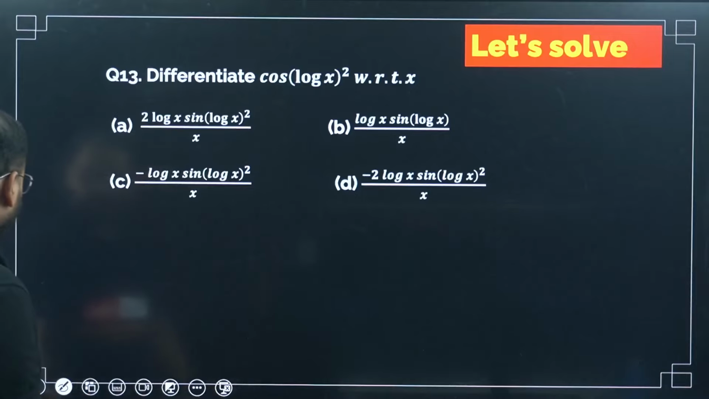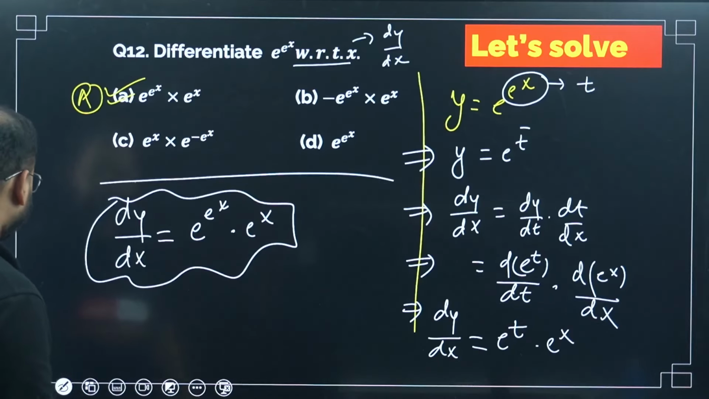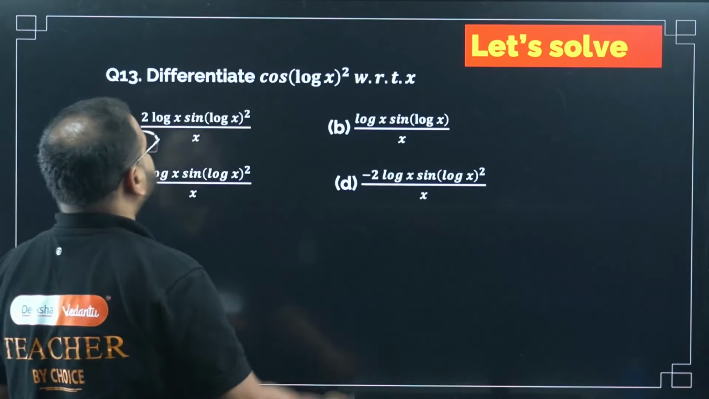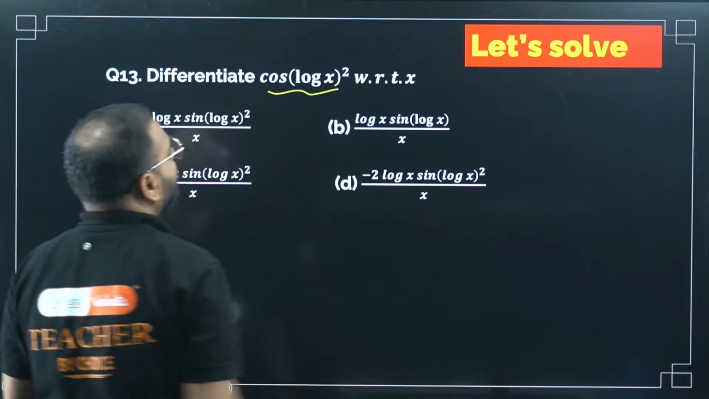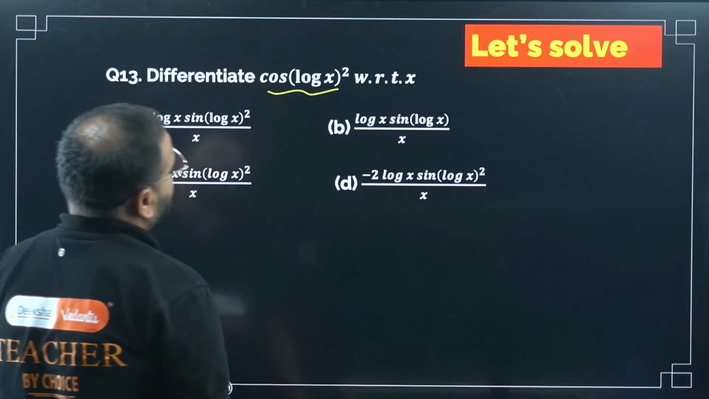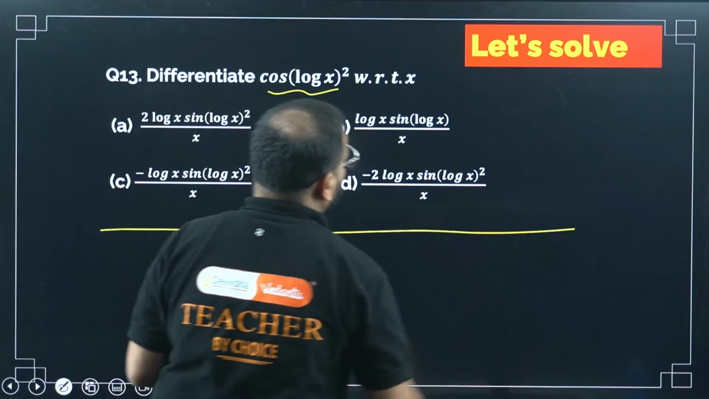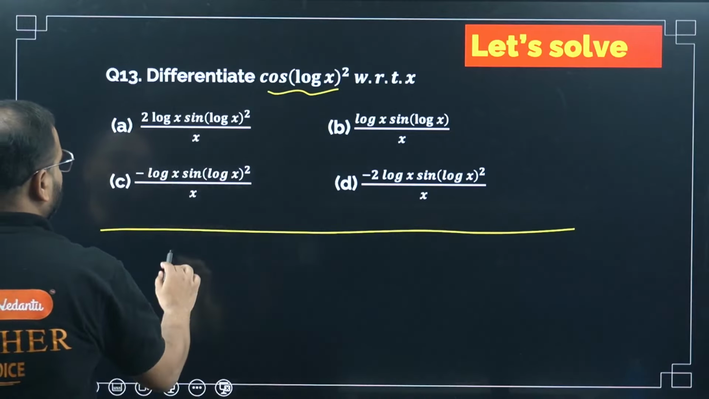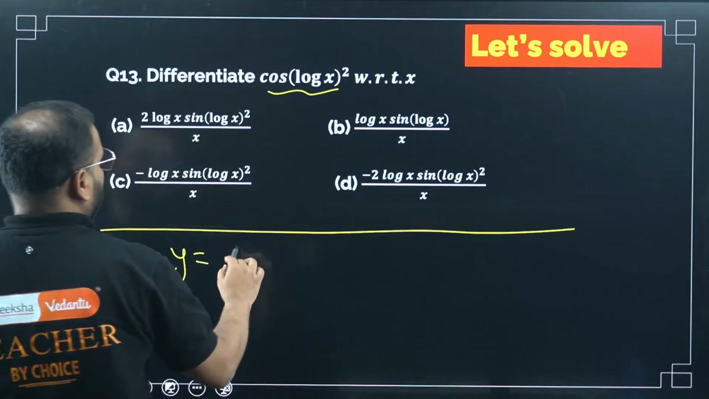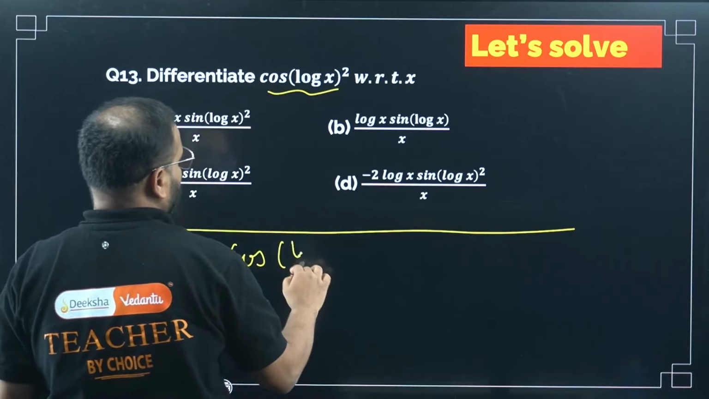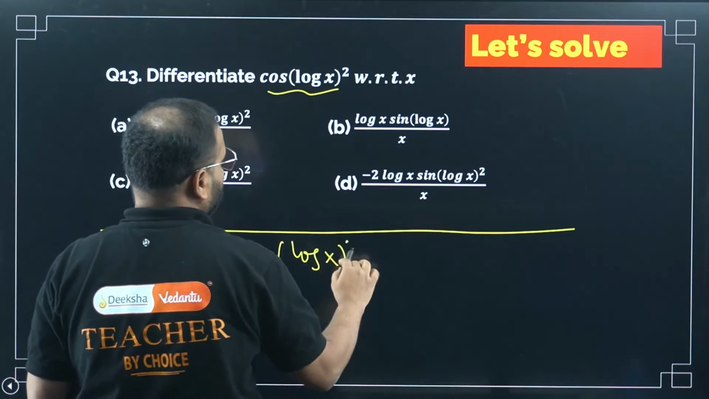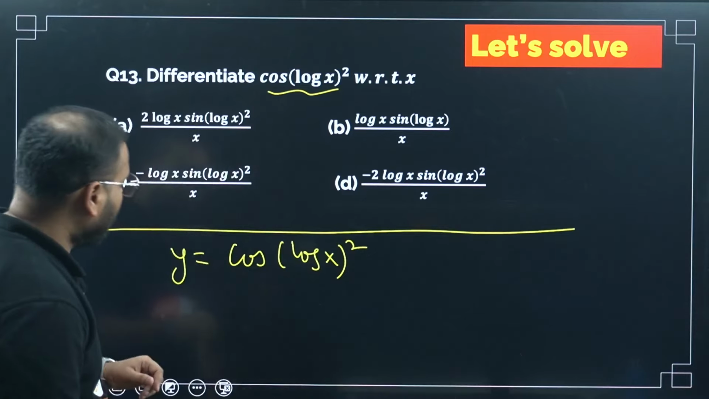So let's move on to the next problem. This was easy, right? Simple question. Now this one. Differentiate cos of (log x) the whole square. Let me see. Y equals cos of (log x) the whole square.